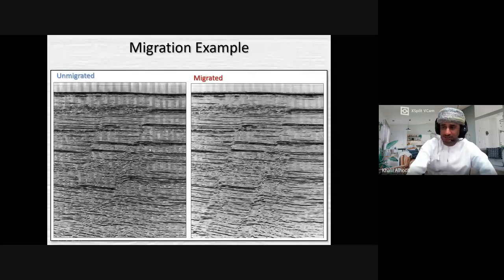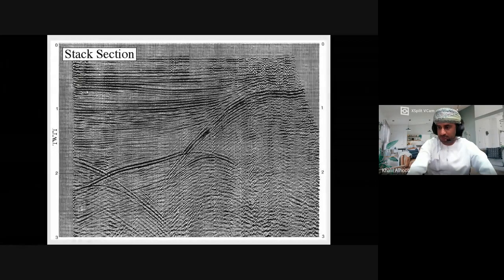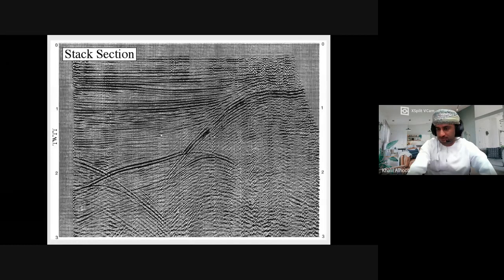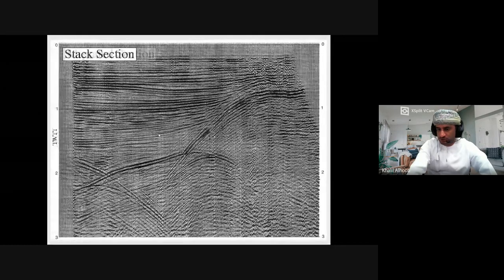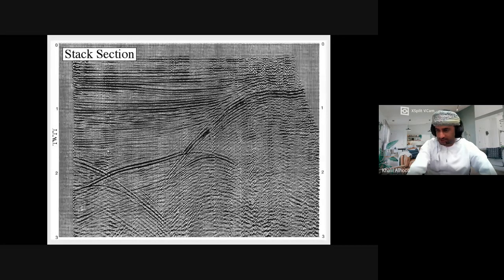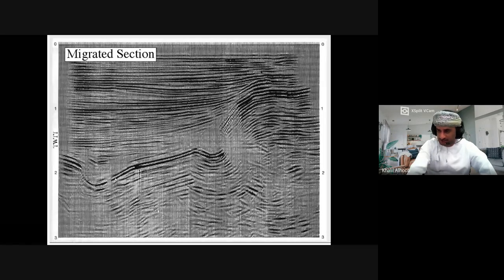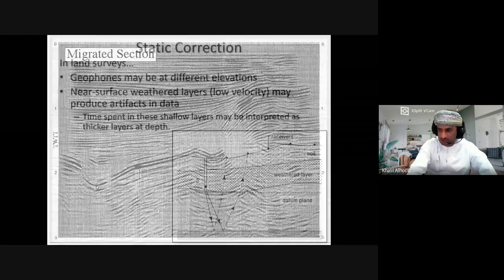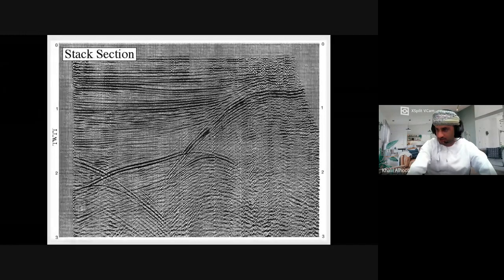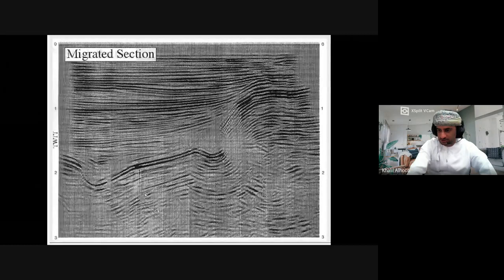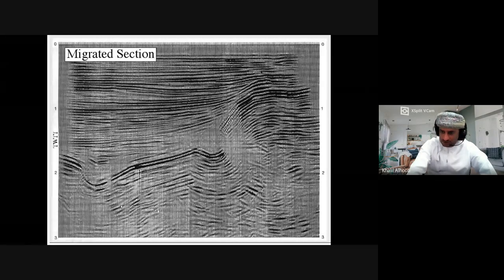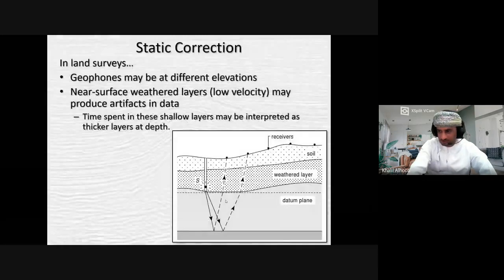Another section, that's a stack section. This is before, that's after. A feature you will find are those bow ties. You see these bow ties? They are diffracted back to synclines. So this is a syncline, another syncline. Synclines generate a feature known as a bow tie. This is a bow tie, another bow tie. And in here some discontinuities are corrected.